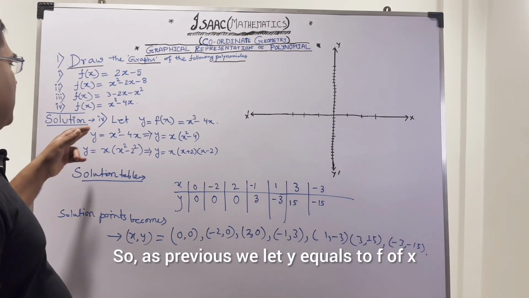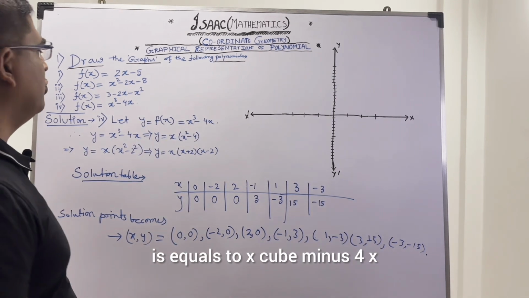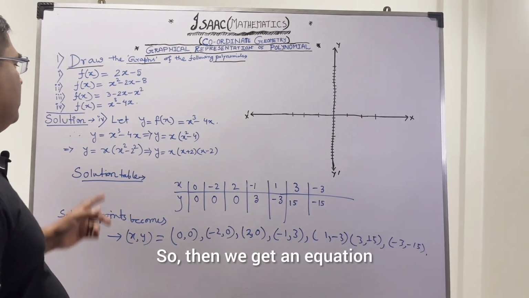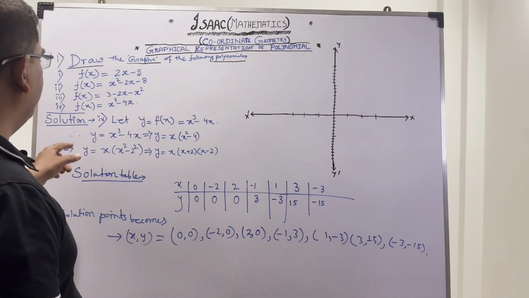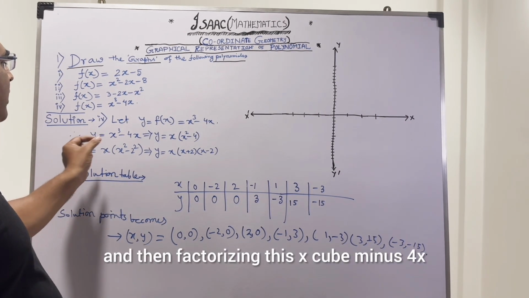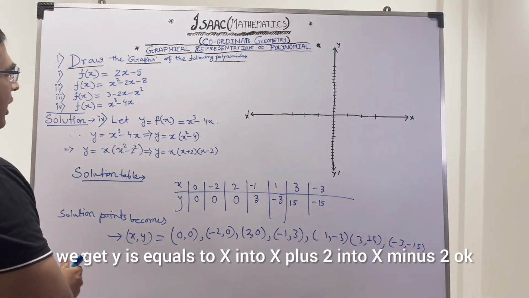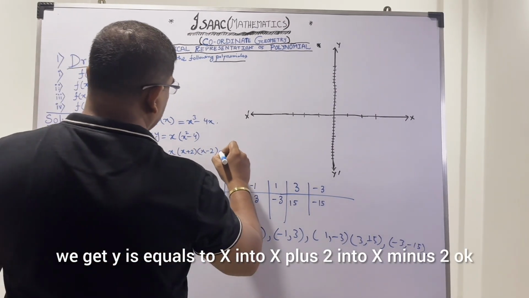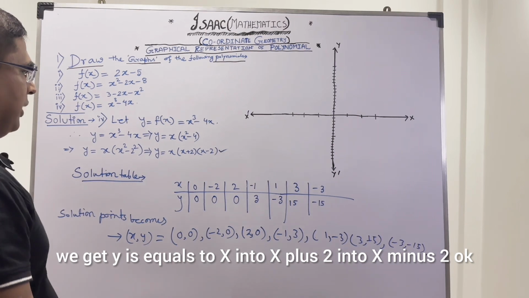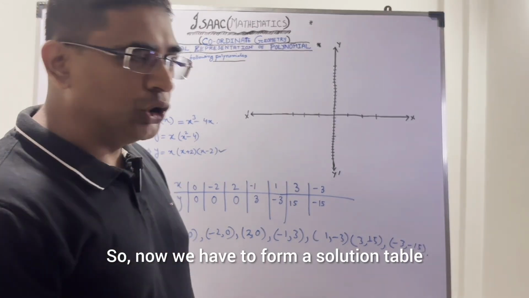So as previous, we let y equals f of x equals x cube minus 4x. Then we get an equation y equals x cube minus 4x, and factorizing this, we get y equals x into x plus 2 into x minus 2. Okay. So now we have to form a solution table.